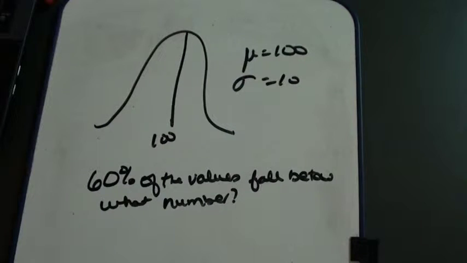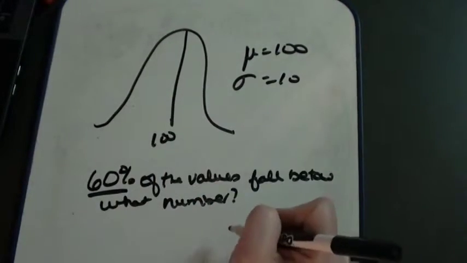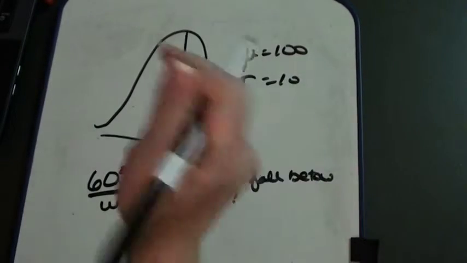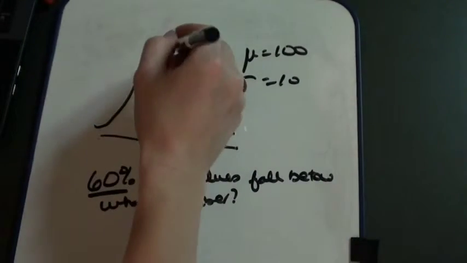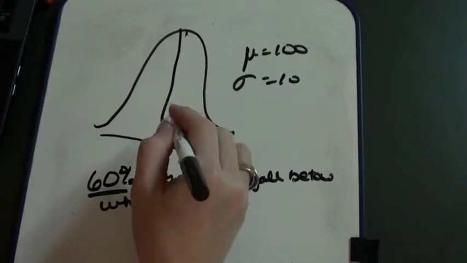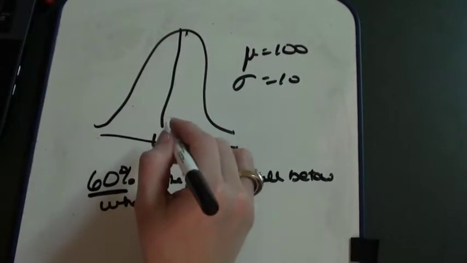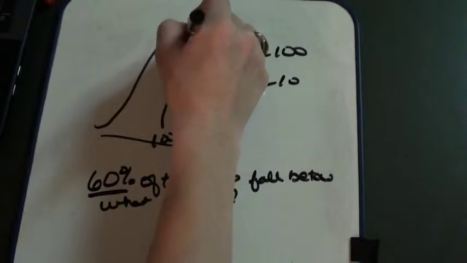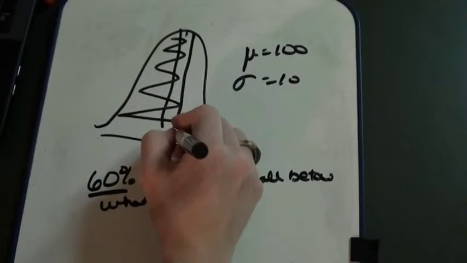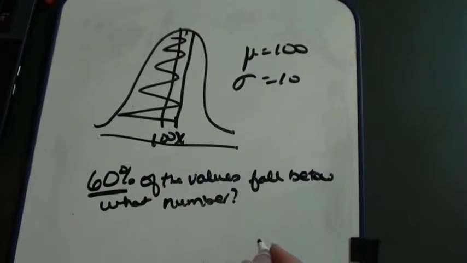Okay, so before we said what's the probability that it's less than or greater than a particular number. Now we're looking for that number. We're looking for some x value down here that 60% of them fall below. Well, we know that 50%, not the way I have it drawn, but we know that 50% of our values fall below 100. So we know that the value would have to go over here, that 60% of the values would fall lower than some x value right over here.